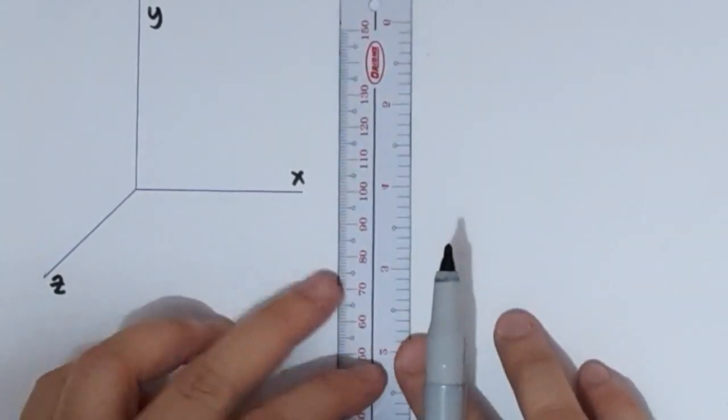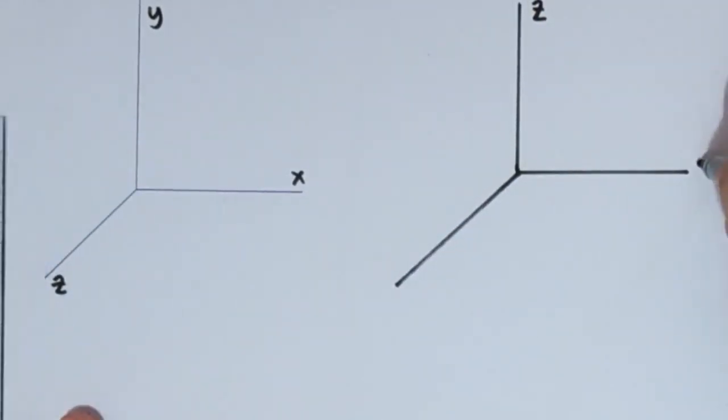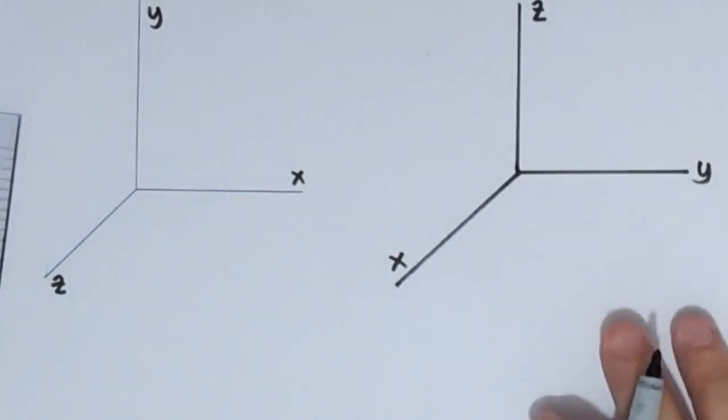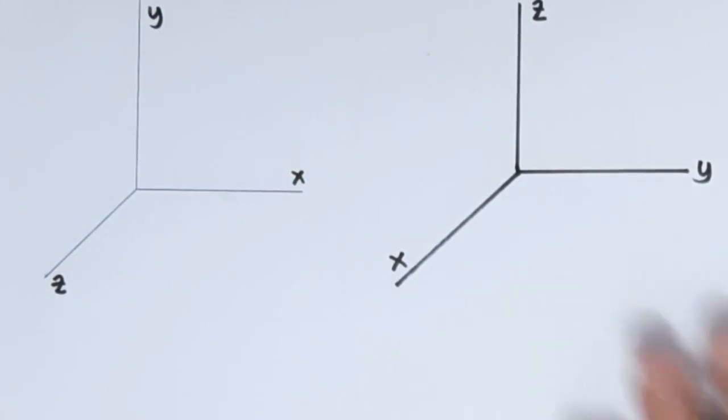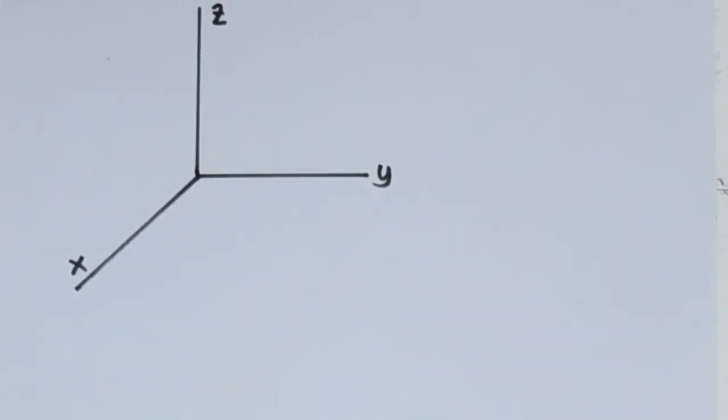So how does it look? It will be just like this. Again, this is my z-axis, this will be my y-axis, and this will be my x-axis. Please remember this orientation because our next topic will be in this orientation. Let's assume we have a vector A.